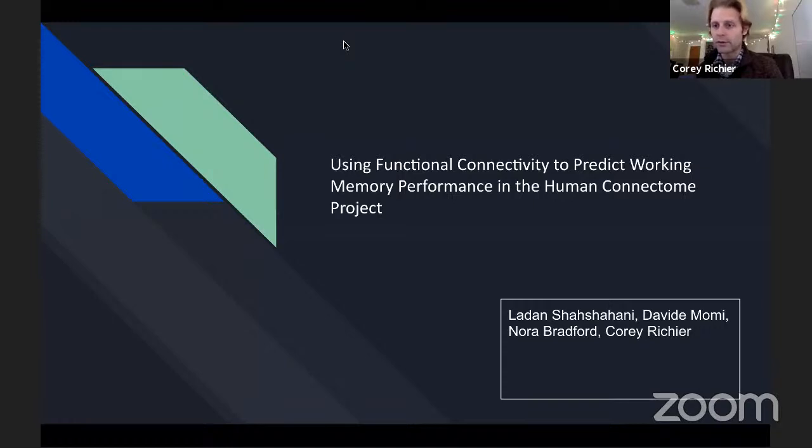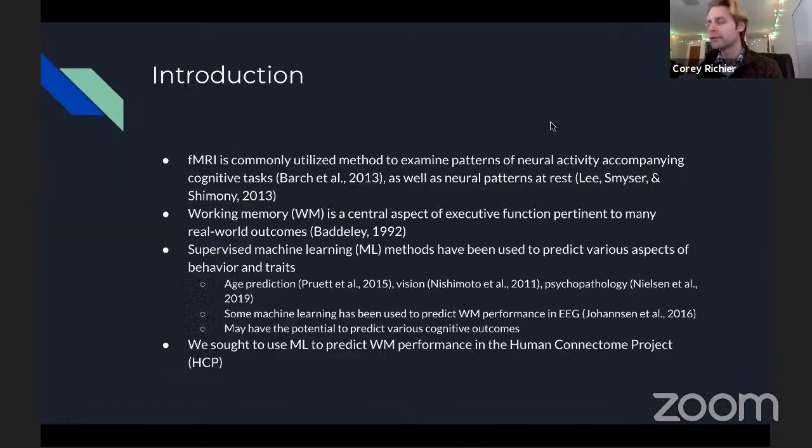So what I'm going to do is talk a little bit about that, our experiences and what we learned, and some implications for building models of predicting cognitive performance. So we'll get right into it.